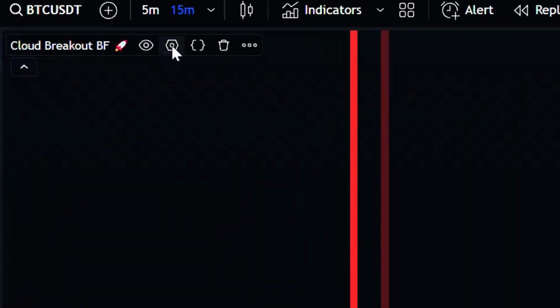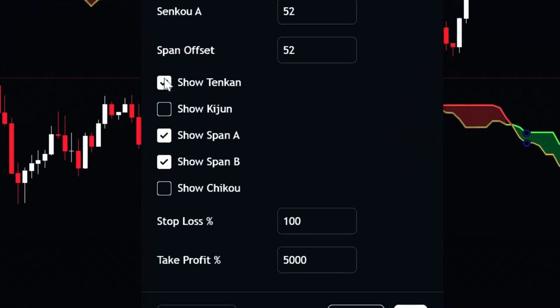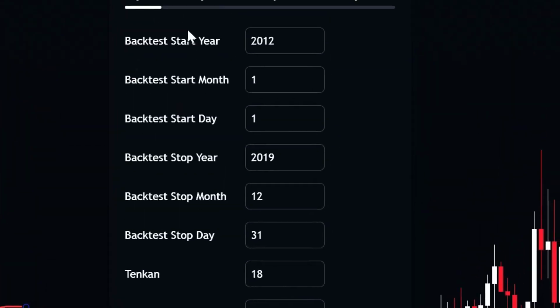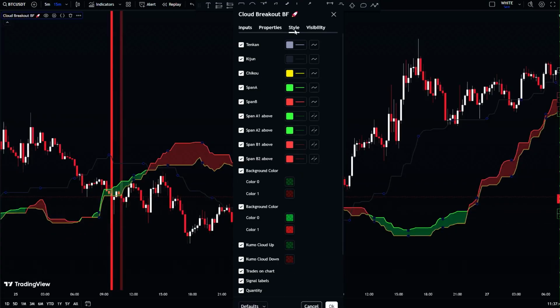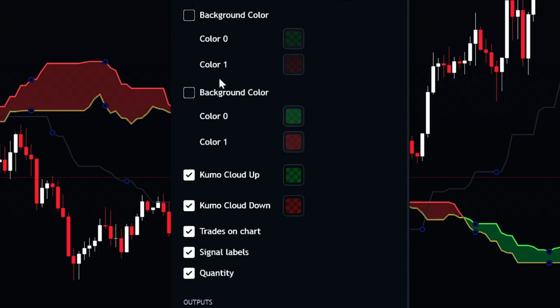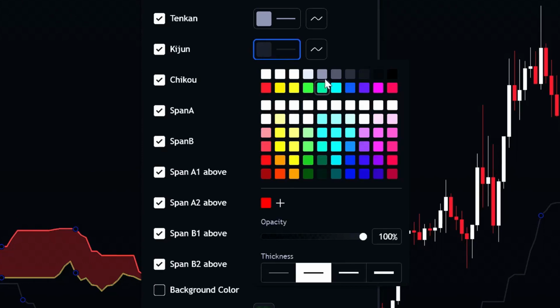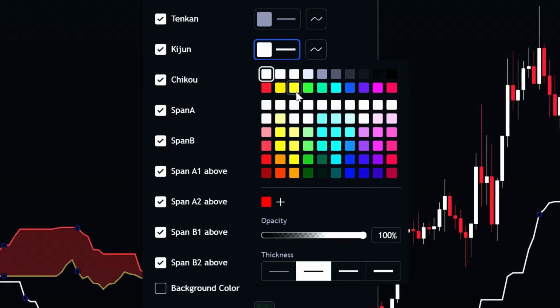So let's dive into the indicator settings and head to the input section. Here, you'll need to enable the Kijun-sen, Span A, and Span B options. Once you're done with that, move on to the style section. In this section, you'll want to disable the 2 color background options. After that, make sure the Kijun-sen line is more visible on your chart. And that's it for the settings.